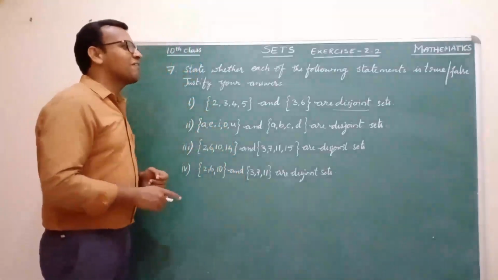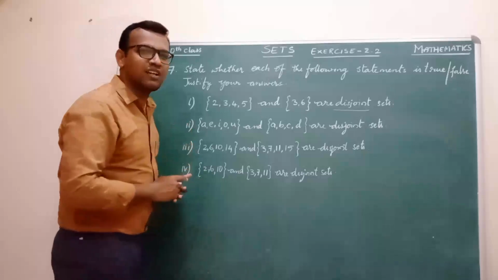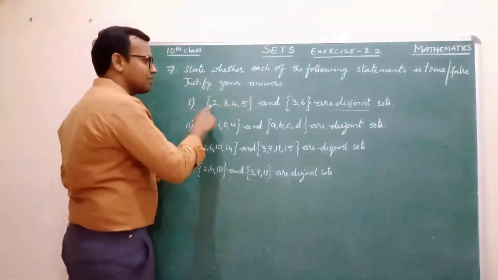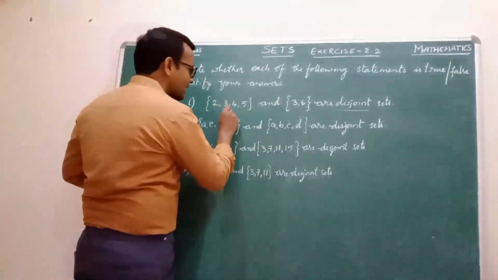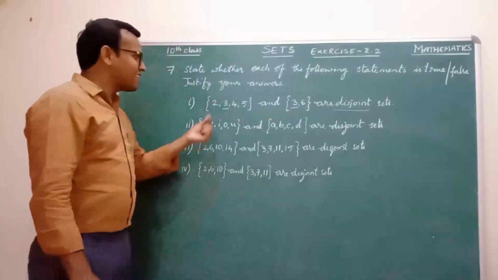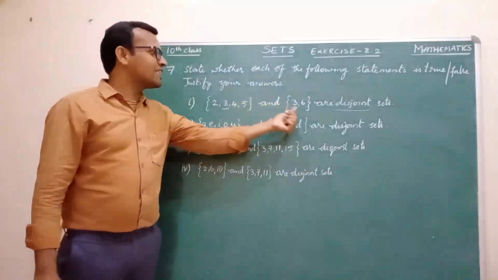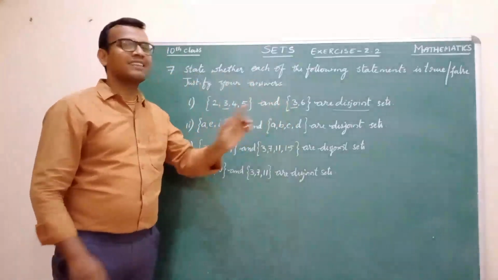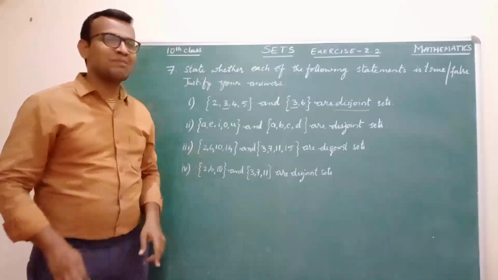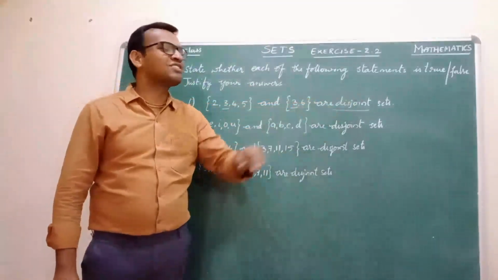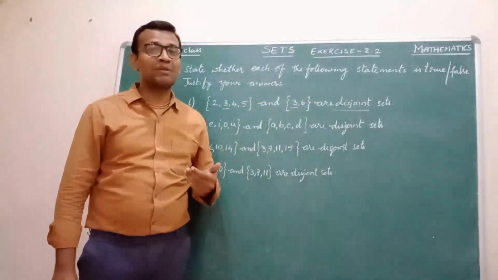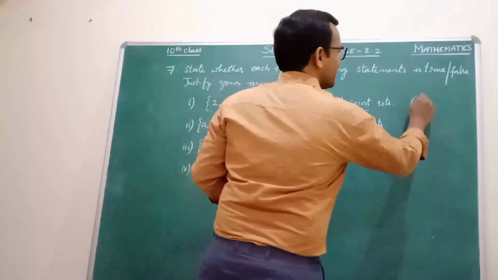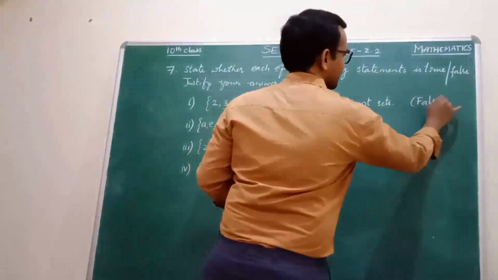Now let's see whether these two are really disjoint or not. So let us see, is there any element common? 2, 3. Yes, children. 3 is the common element present in both the sets. So there is a common element in both sets. That means they are not disjoint, but the statement is saying that it is disjoint. So the statement will be false. Yes. So the answer is false.